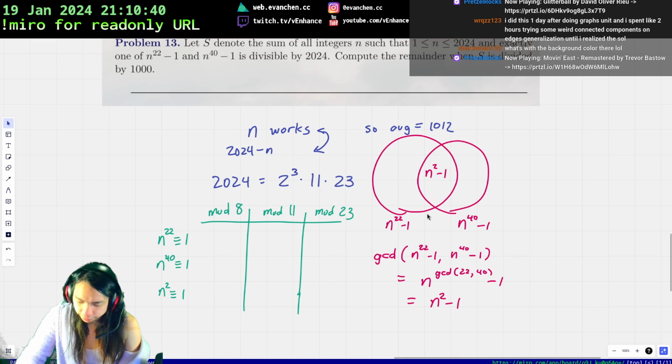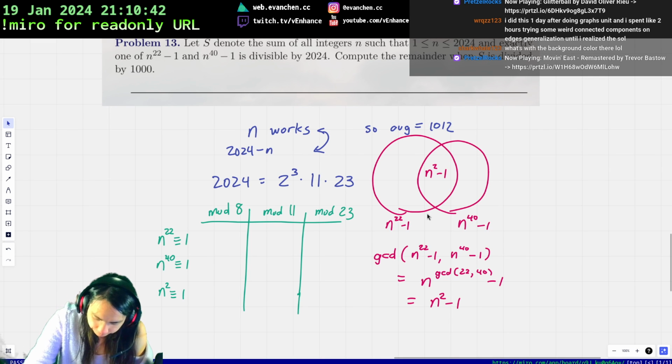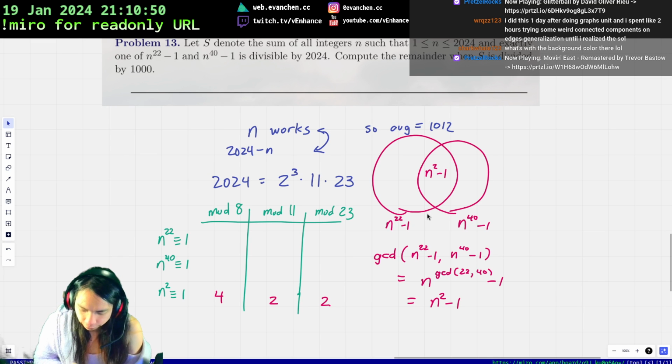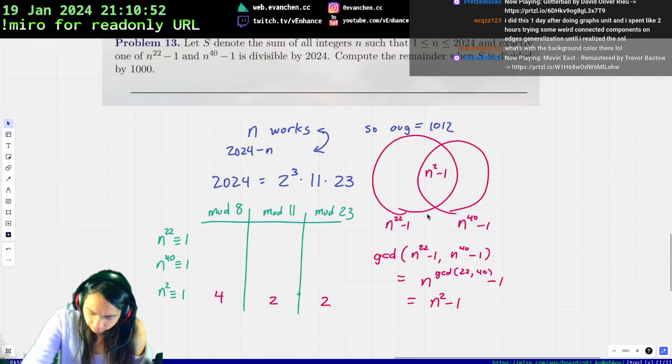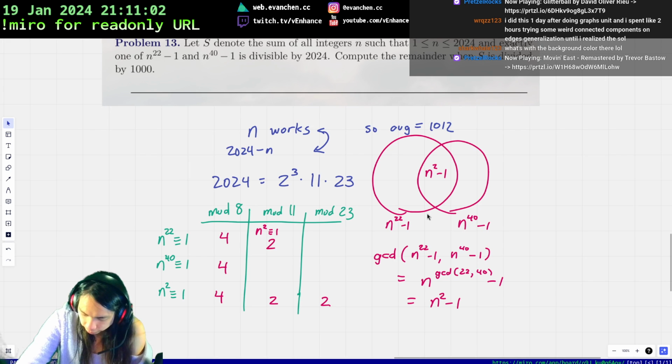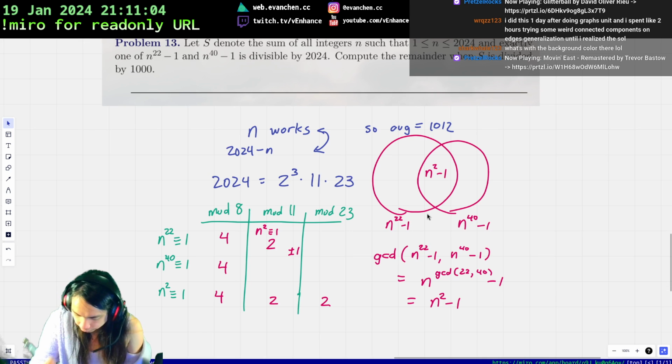Okay, so the bottom row is easiest to fill in, because mod 8, this is all the odd numbers, this is plus minus 1 mod 11, this is plus minus 1 mod 23. There's some other entries that are pretty easy to fill in, like this one is also just everything odd. Mod 11, n to the 22 turns out to be n squared is 1. So this is actually also 2. It's just the plus minus 1 mod 11.